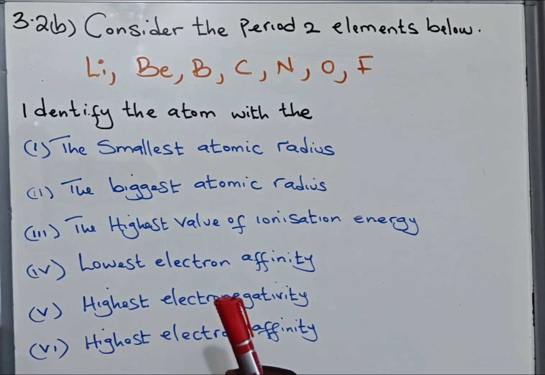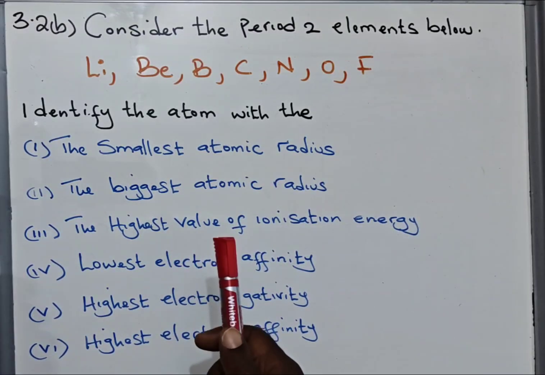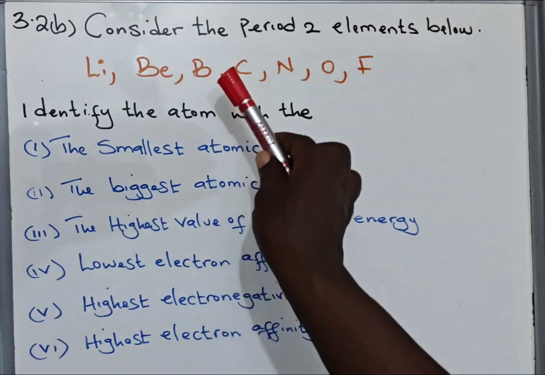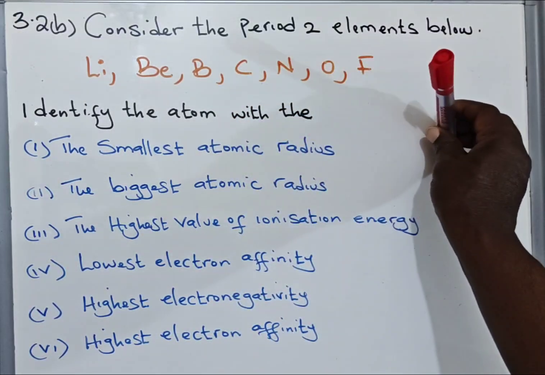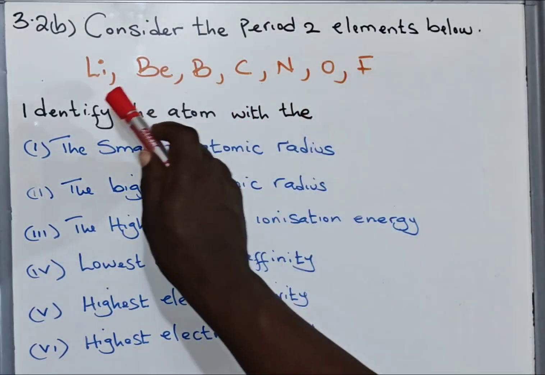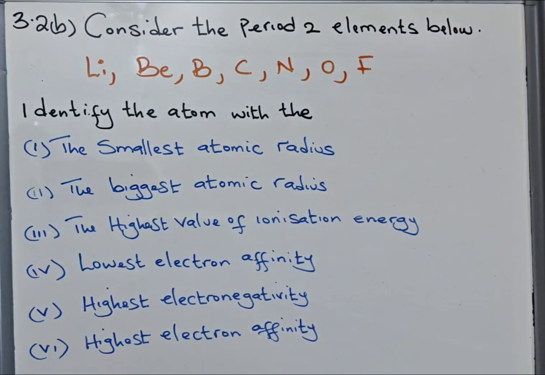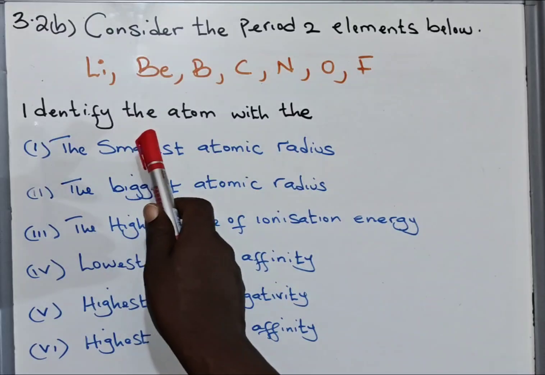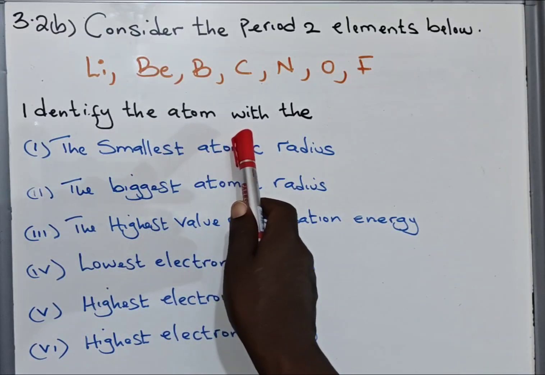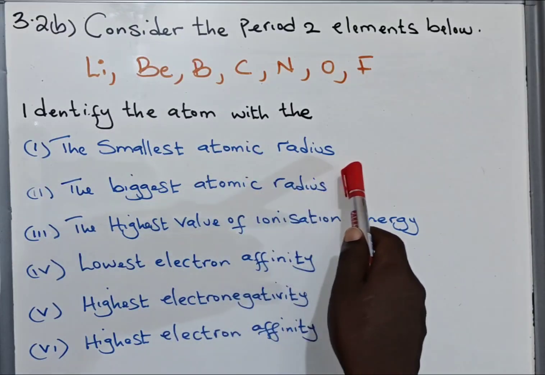Then we come to this question. It says, consider the period 2 elements below. These are the elements we have. And they say, identify the atom with the smallest atomic radius.